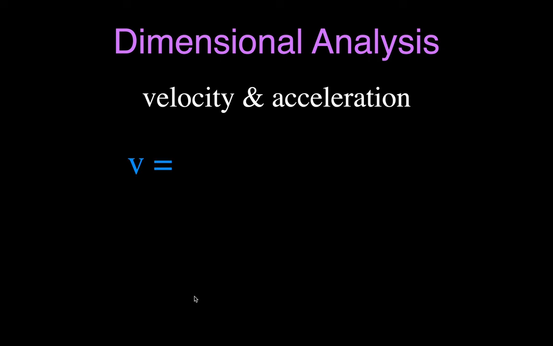Velocity, as you know, formally the definition is the change in position over the change in time, which is really just the distance divided by the time in most cases. So we can just say the distance or the change in position is measured in meters, the time is measured in seconds, and therefore we get meters per second. And that's what that means. It's how far, or how many meters, you go each second.